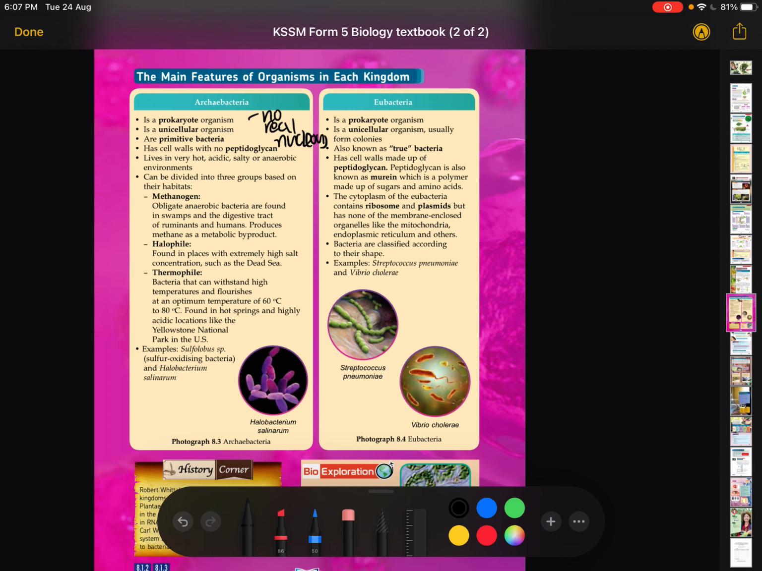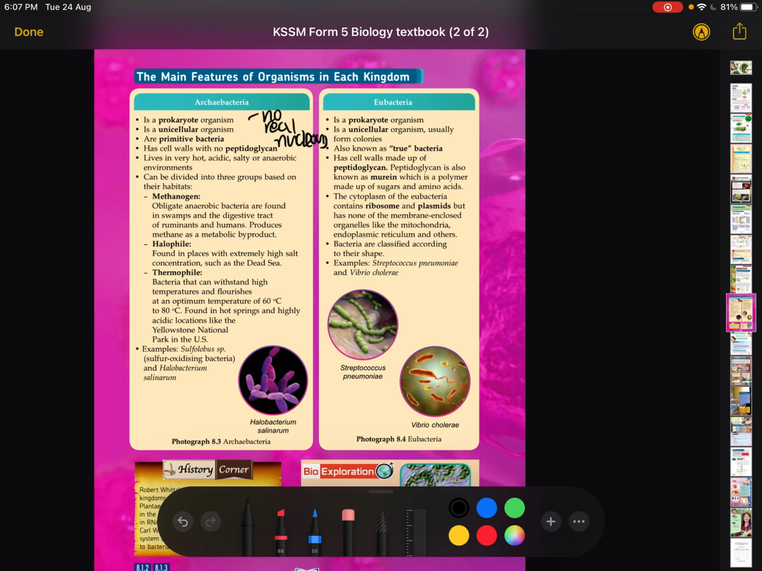Some of them do have other stuff that you normally see in the nucleus, but they don't actually have an actual nucleus with a membrane. It's like embedded. So we call that prokaryotic. They have no real nucleus, and they are primitive bacteria. That means they haven't really evolved much. They have cell walls with no peptidoglycan. Peptidoglycan is the reason why they are archaebacteria instead of eubacteria. So we'll get more to that later.